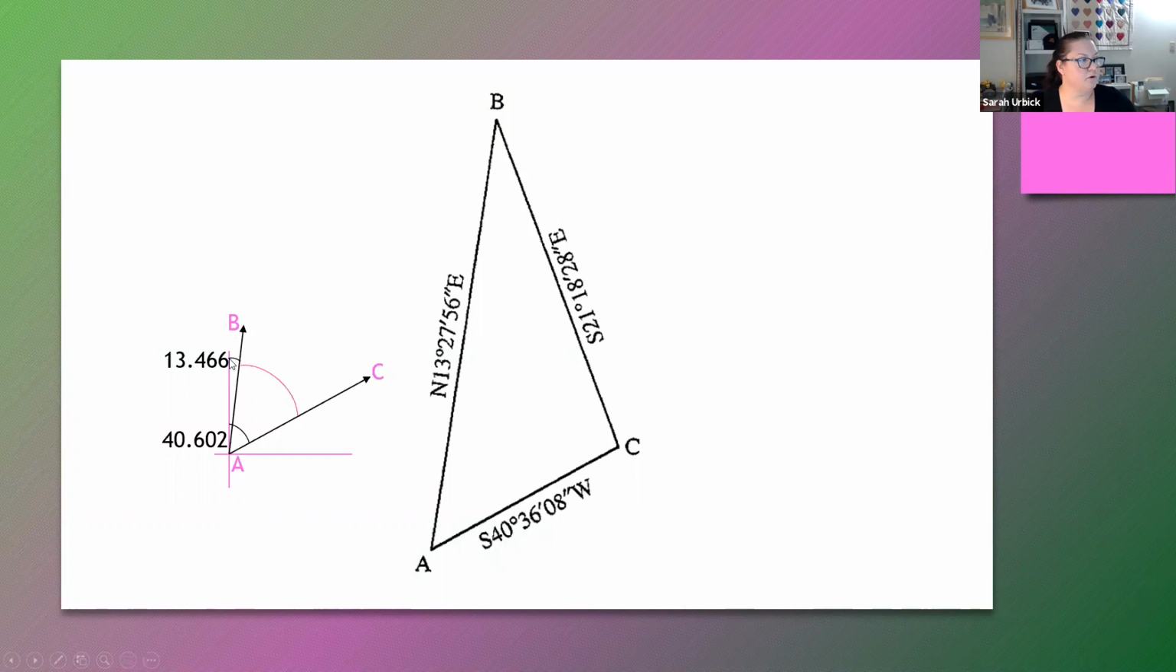So from north out to AB is 13 degrees. From north out to AC is 40.6 degrees. So what's angle BAC?